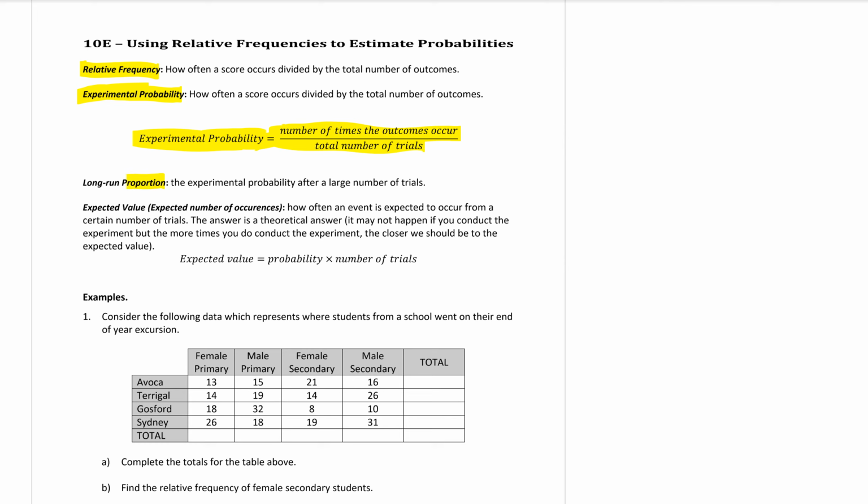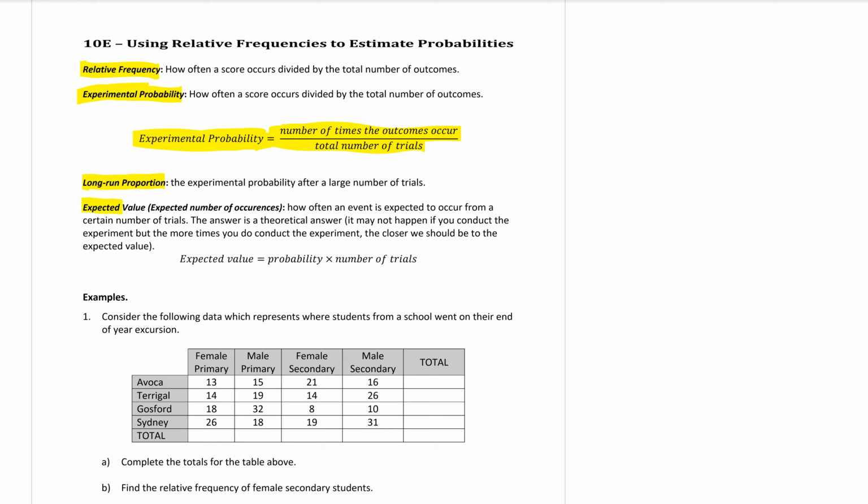Long run proportion is the experimental probability after a large number of trials. So you can imagine if you were rolling a dice, it might be quite possible to get 1 six or 2 sixes, or maybe even, if you're very lucky, 3 sixes in a row. But the more times that you keep rolling that dice, in the long run, it should get closer to a 1 in 6 chance of rolling a 6 on a dice. And that's called a long run proportion.